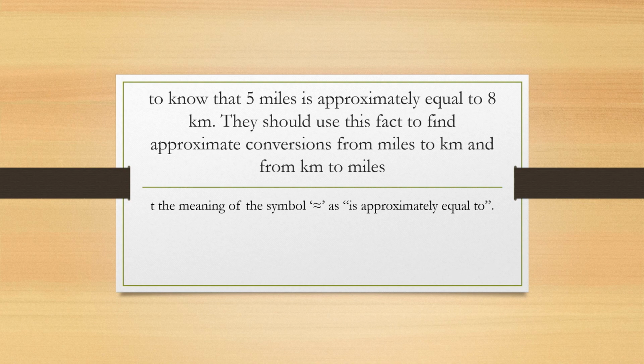So today we're just going to extend on that a little bit, and you need to be able to understand that 5 miles is approximately equal to 8 kilometres, and that you can use this fact to find approximate conversions from miles to kilometres and from kilometres to miles. Okay, so you need to know that the meaning of the symbol, it's like a squiggly equals, is the same as is approximately equal to. So again, this is building on your estimation, okay? So we can't say it's definitely exact, but we know that 5 miles is approximately equal to 8 kilometres.